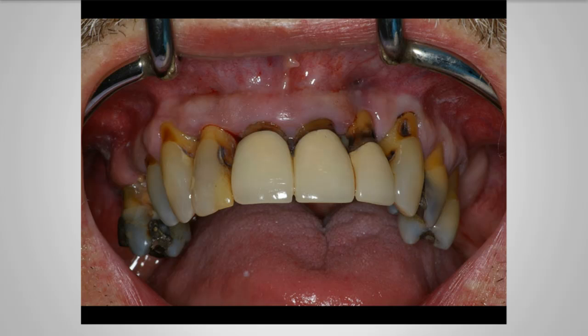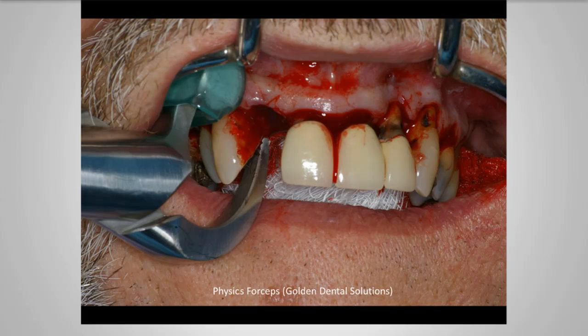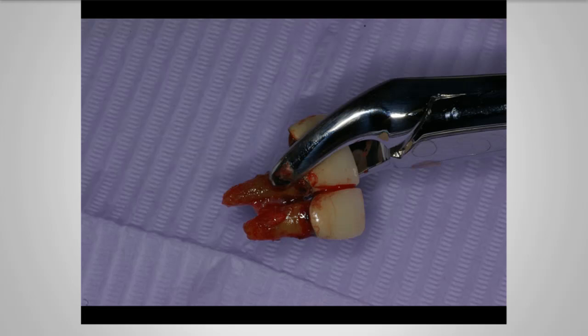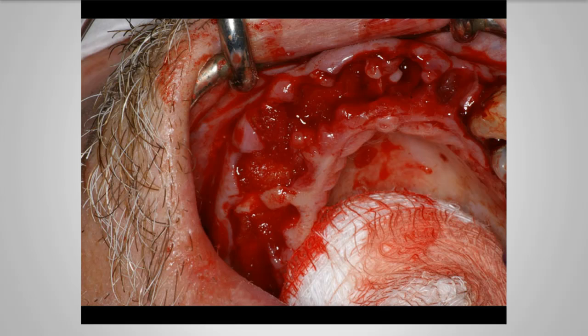Impressions were made for an immediate denture a week before the IV sedation case for this patient. When doing multiple extractions, leveling, grafting, and implant placement at one time, I will always recommend IV sedation. Utilizing the physics forceps, we went ahead and initiated the extraction sequence for this patient.